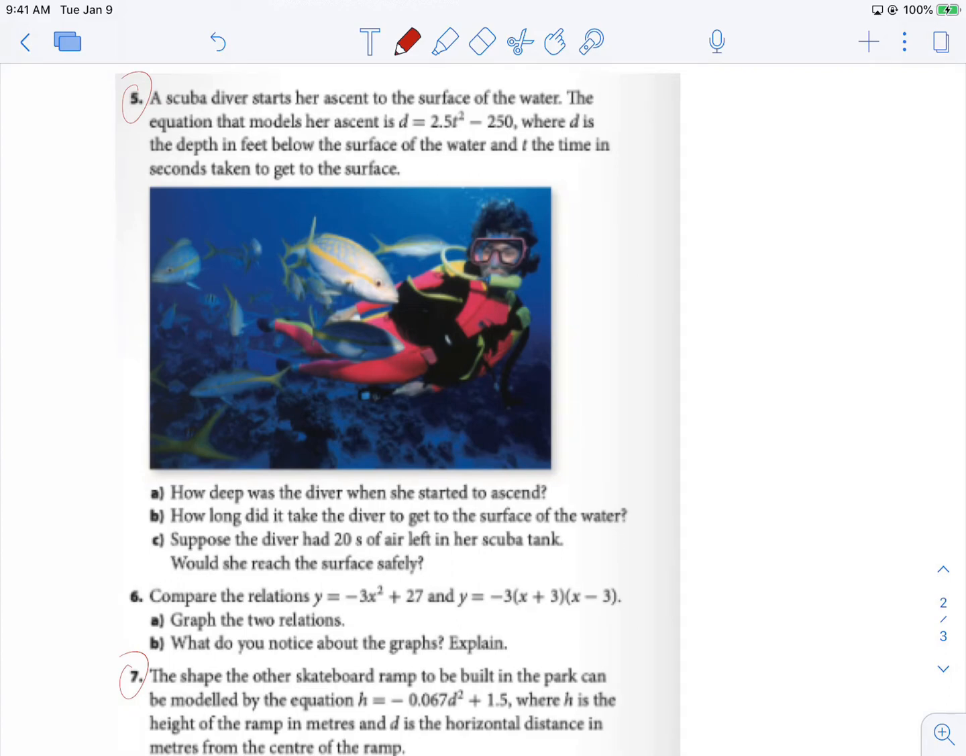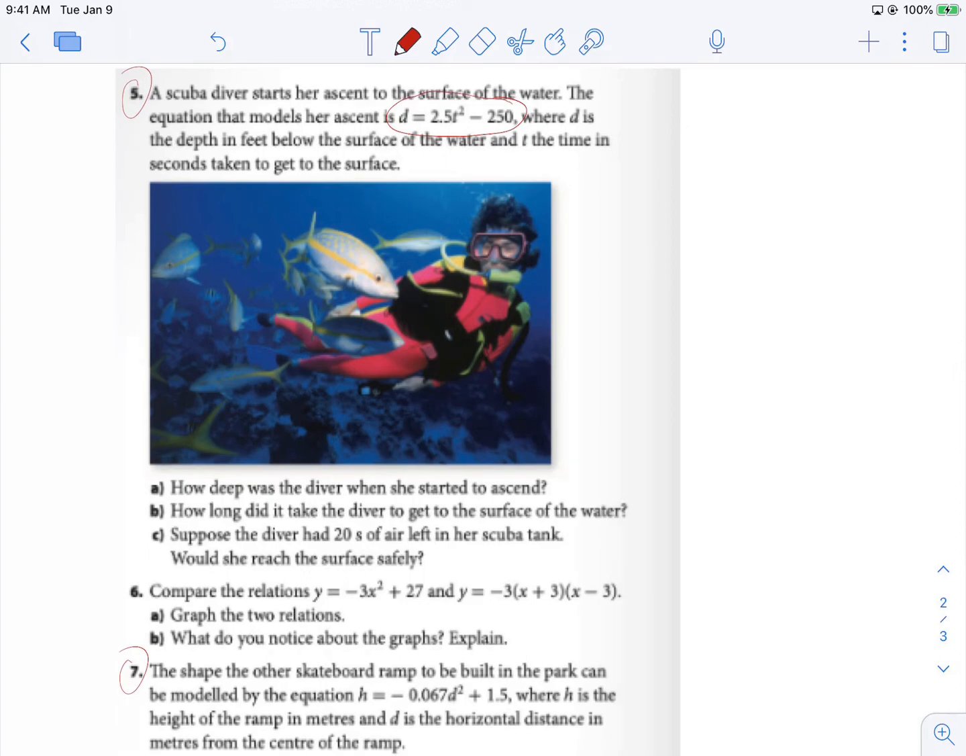Okay, we have our scuba diver and we have our equation here. How deep was the diver when she started to ascend? That's going to be our y-intercept. So let's take d equals 2.5 t squared minus 250. We'll put a 0 in there, and we end up with negative 250, which makes sense. They are 250 meters deep.